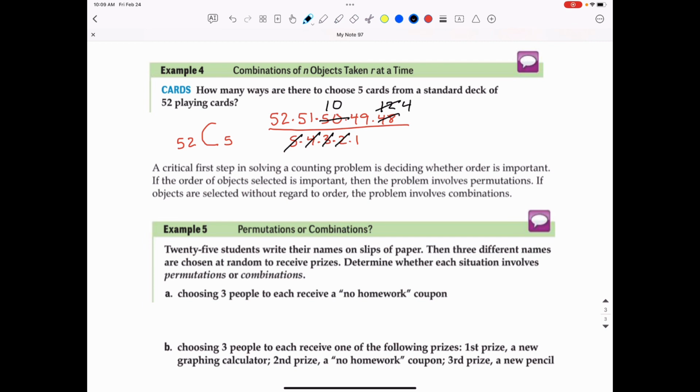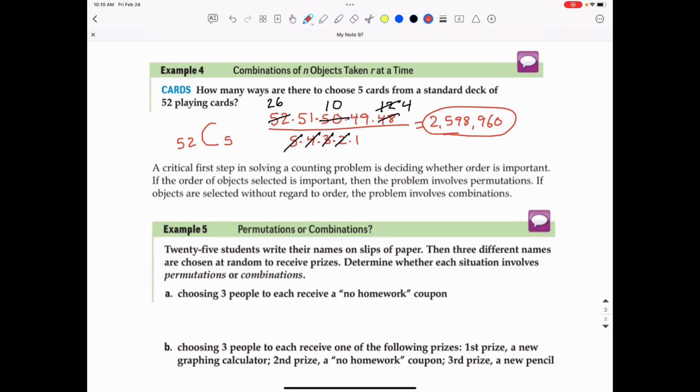And then the 2, and I'm going to use a different number this time. I'm going to use the 52. The 2 would go into the 52 26 times. And honestly, it doesn't matter which one you choose, because by the time you multiply it out, it's all going to be the same answer. So now we're going to have 26 times 51 times 10 times 49 times 4. And when you multiply all that out, you get 2,598,960 possible combinations of 5 cards from a standard 52-card deck.